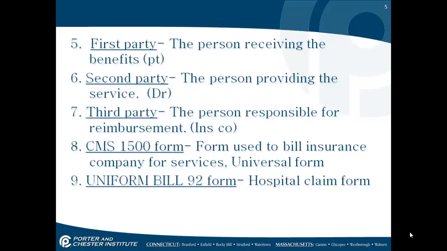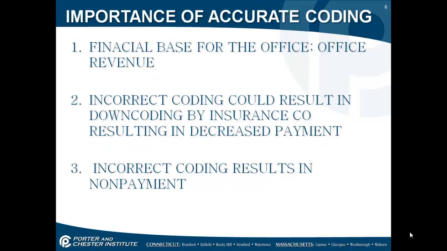We have a CMS 1500 form. This is a universal form used for billing insurance companies for services. The Uniform Bill 92 form. This is a hospital claim form, also known as a UB04 form. The importance of accuracy in coding.